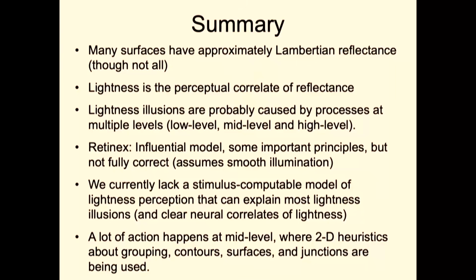So we think that a lot of the action happens at a mid-level where 2D heuristics about grouping, contours, surfaces, and junctions are being used. But as I said, I haven't given you a complete theory of this. It's just some hints as to what some of the ingredients and what that kind of explanation might look like. What questions do you have about lightness?